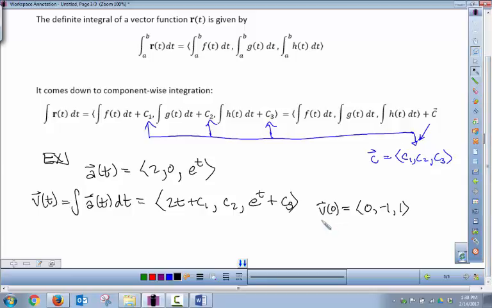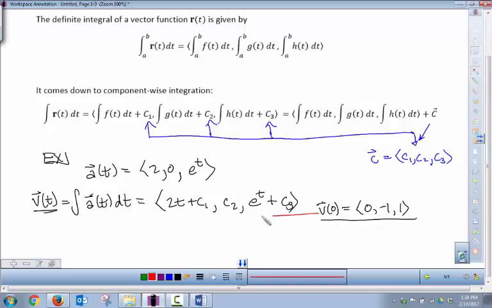So if we know a piece of information about the new vector function that we're trying to obtain from taking the antiderivative, if we know an initial value, they would call it, then we should be able to solve for those arbitrary constants. So let's see if we can solve for those arbitrary constants.